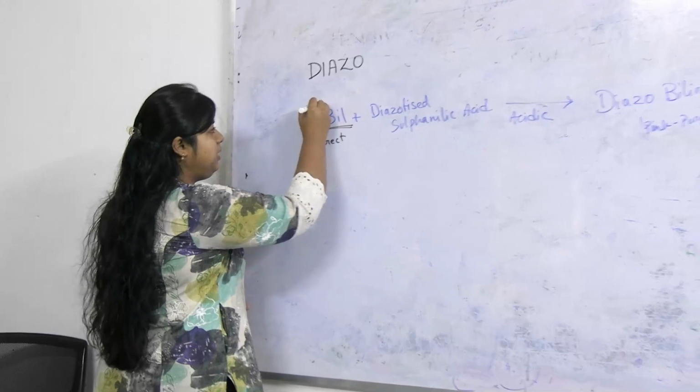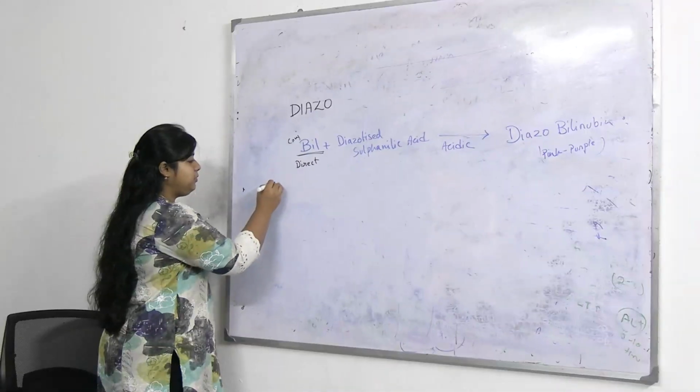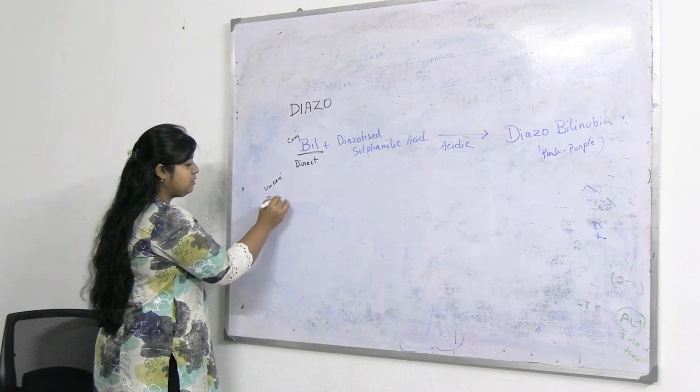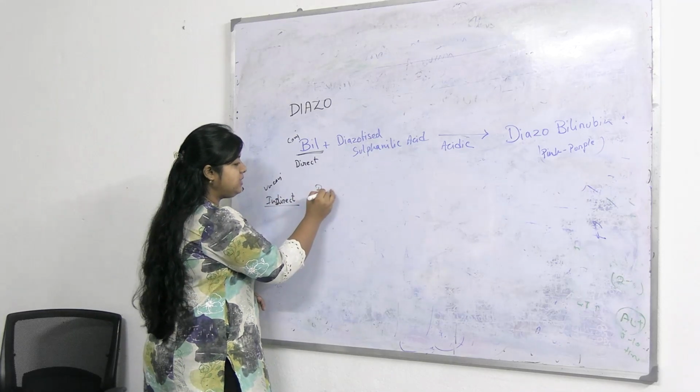This bilirubin is direct bilirubin because it is soluble in water. Indirect bilirubin will not react instantly with sulfanilic acid. Diazotized sulfanilic acid in acidic medium will readily react with direct bilirubin, not with the indirect one. That is why this part of bilirubin is known as direct bilirubin, or conjugated bilirubin; it reacts directly. Unconjugated bilirubin doesn't react directly, that is why it is indirect bilirubin.